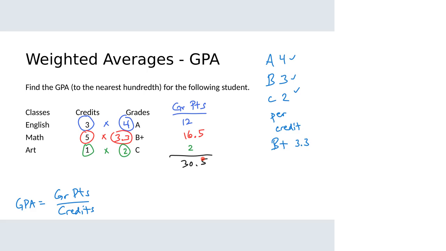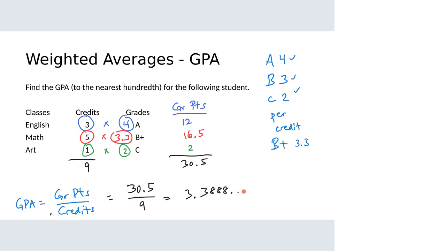In order to find GPA, we also need to know the total number of credits. So 3 plus 5 is 8 plus 1 is 9. And so the grade point average for this student is 30.5 grade points divided by 9 credits. It is 3.3888888.